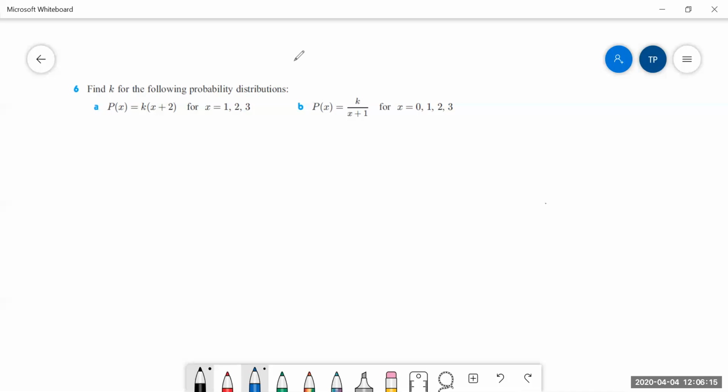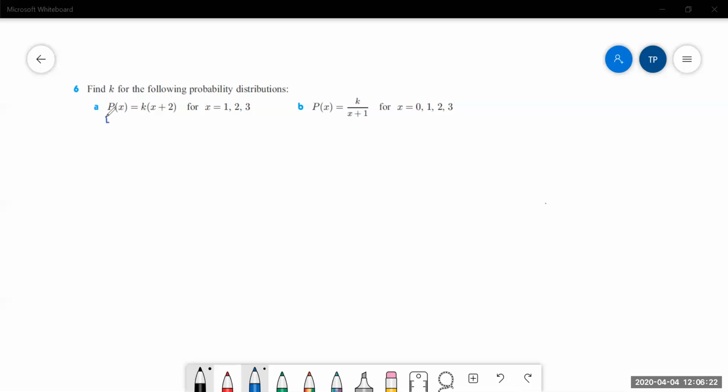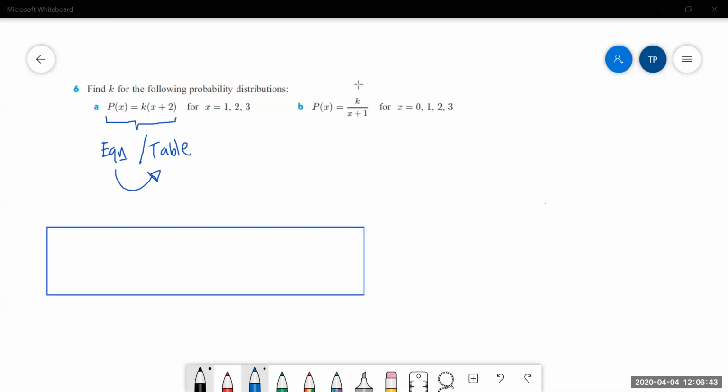Yep. Okay. So let me go through. So basically what this is trying to say is that this is the PDF, the probability distribution function. I mentioned a probability distribution function can come in terms of an equation or in terms of a table. But usually once we get the equation, we want to translate it into a table to see it clearer. Okay. So in a table form, how will this look like?